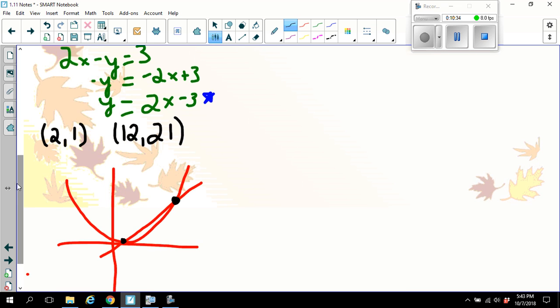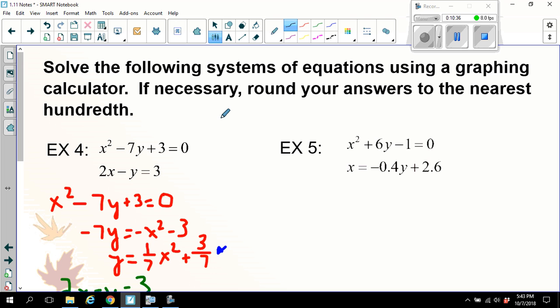Okay, so example 5, I would like you guys to go ahead and try this on your own. So don't forget to change both of them so it's y equals, and then using the intersect feature to find both intersections. So go ahead and pause the video so you can try this on your own. And then if you get stuck anywhere, go ahead and play the video so you can see where you're going wrong.